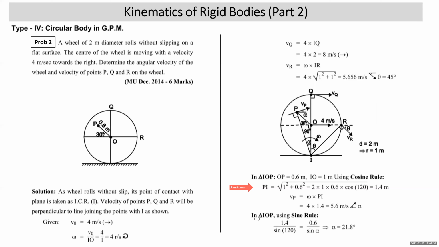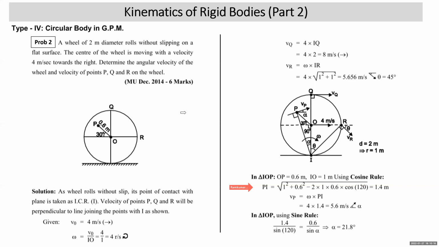In the same triangle IOP using the sine rule, 1.4 is PI upon sine 120 and this is 0.6 upon sine alpha. So you get alpha. So velocity of point P is omega into PI. Omega was obtained as 4. PI length is 1.4. So you get the value of VP as 5.6 meter per second. And it makes angle alpha with horizontal as marked. Why? PI is making alpha with vertical, so VP will make angle alpha with horizontal. So these were the two problems we have discussed on type 4.